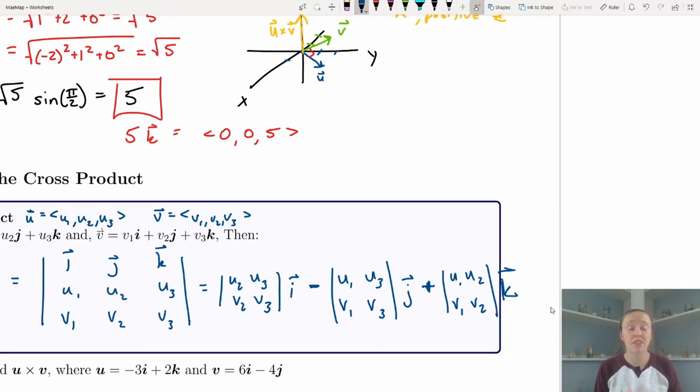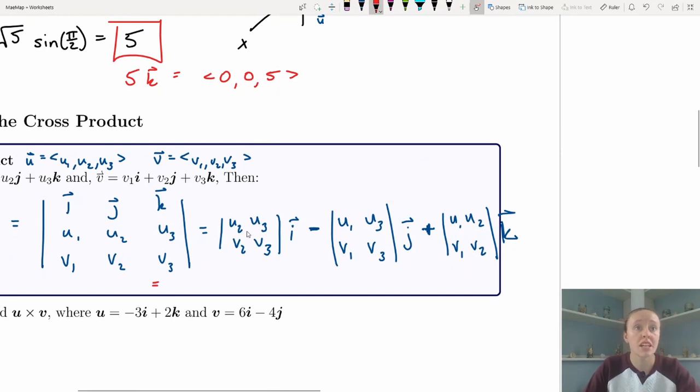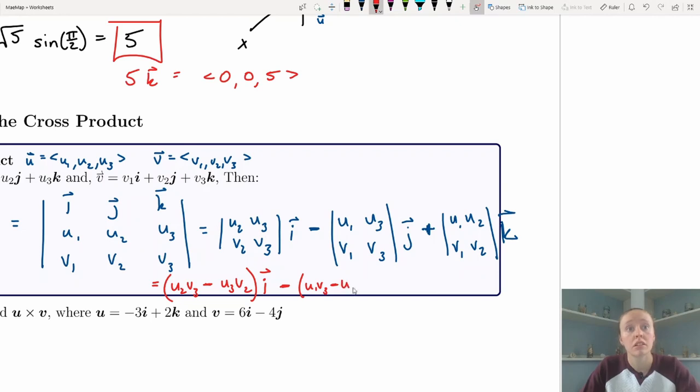Now, if you're not sure how to figure out the determinant, I have videos already up on my site about that. However, let's go through it quickly writing this out. So if you can see, doing the determinant, I'll do u2 times v3 minus u3 times v2. So u2 v3 minus u3 v2. And that's multiplied by vector I. And then I'm subtracting the determinant of this next matrix multiplied by vector j. So u1 times v3 minus u3 times v1. And again, that's multiplied by vector j.